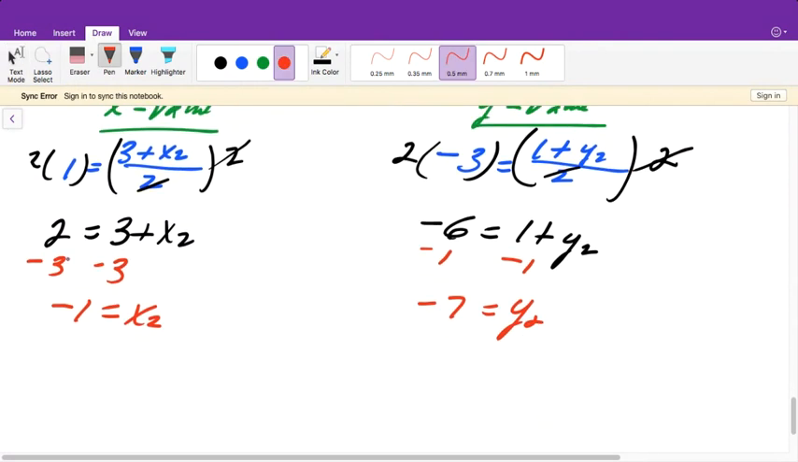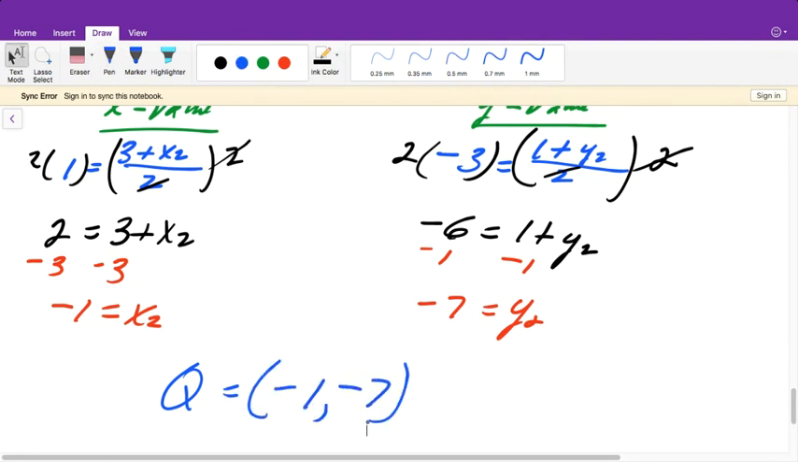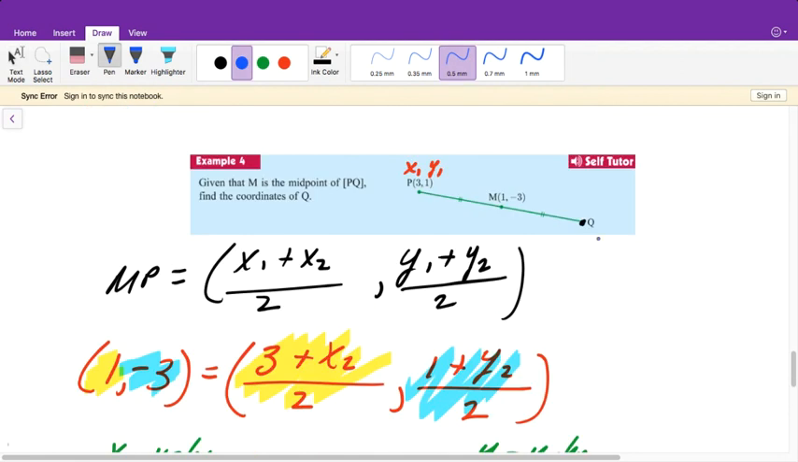So now I figured out what my endpoint is. My endpoint Q is equal to my x value, which was negative 1, and my y value, which was negative 7. Right? So that is my answer: (-1, -7).